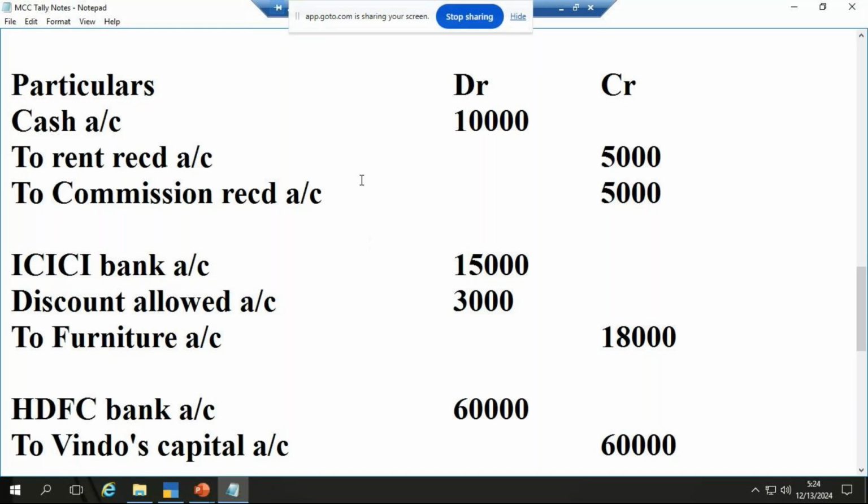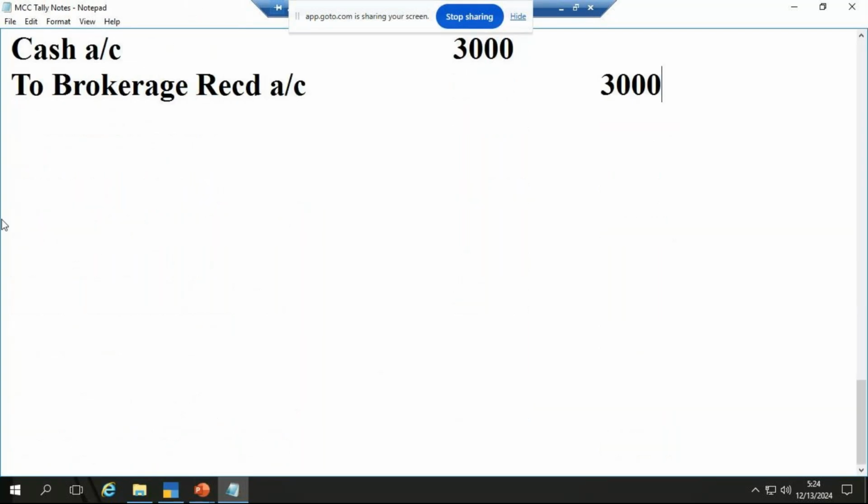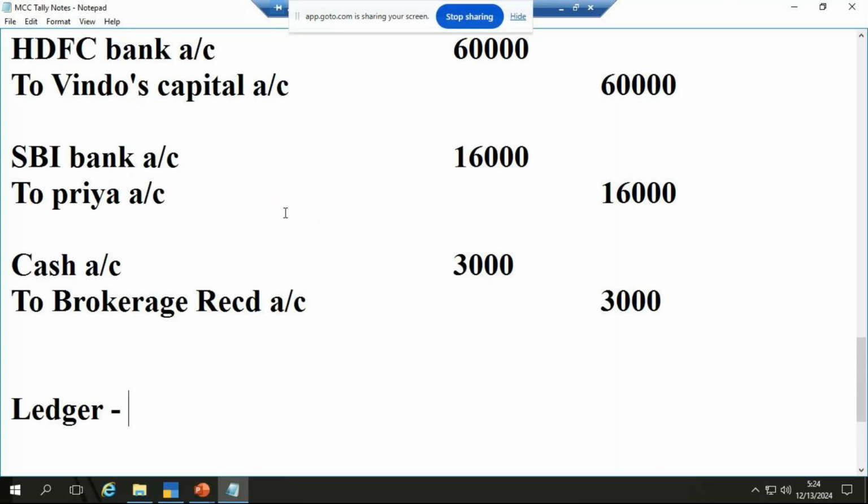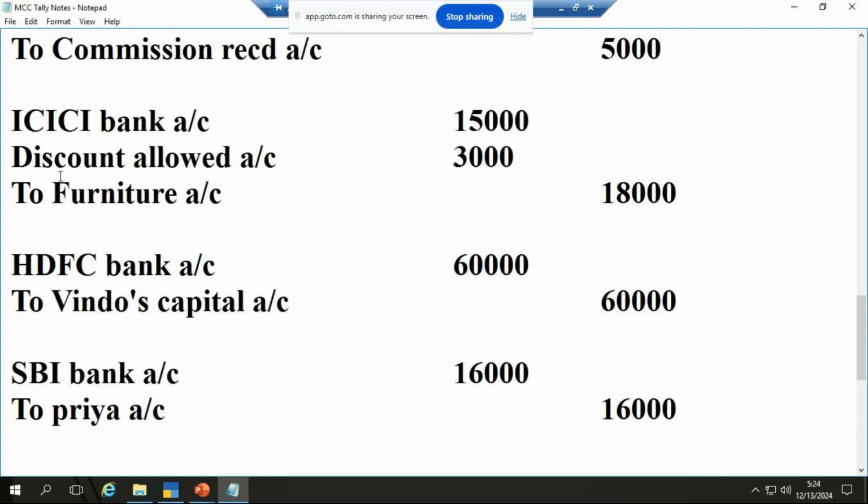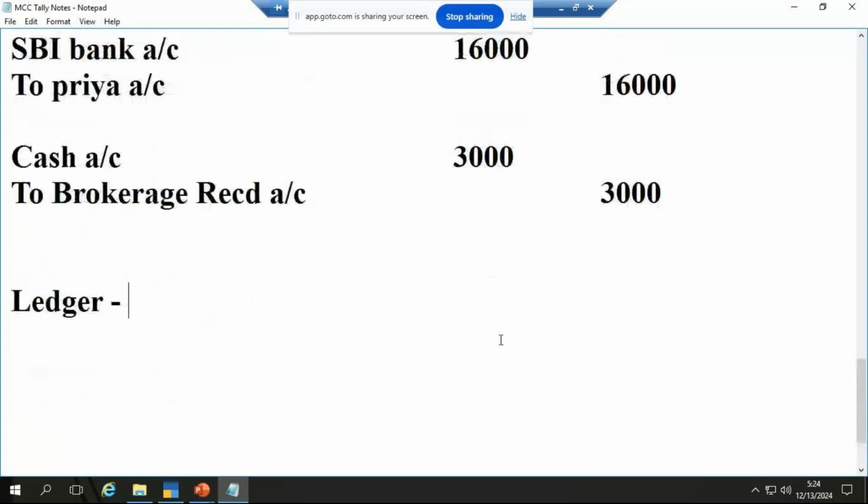No? Fine then. So the next step, we are going to create ledgers. If you are continuing in the same company, we already have the furniture account and bank account. If you are creating a new company, then you have to create all the bank and furniture ledgers. So I'm creating only the remaining ledgers.